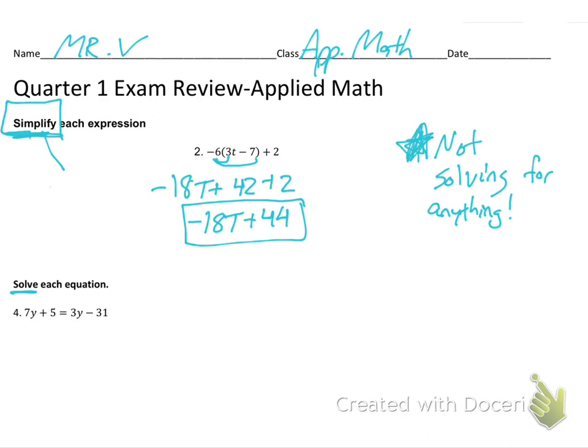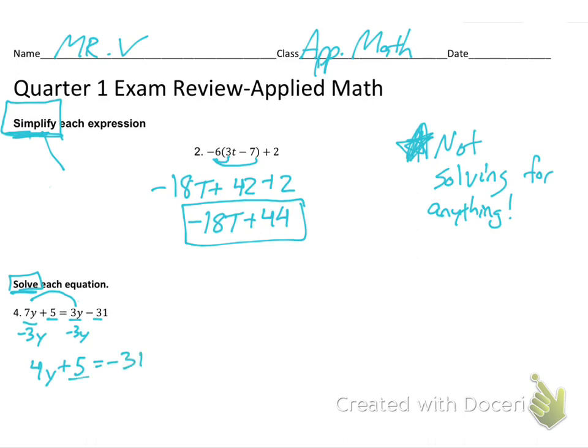Now when we go down to number 4, it says solve for the equation: 7y plus 5 equals 3y minus 31. It doesn't matter which side you go to, but you need to get the common terms to one side, and you need to get the other common terms to the other side. So I'm going to put my 3y over here. So I do that by minusing 3y on each side. So it's going to give me 4y plus 5 is equal to negative 31.